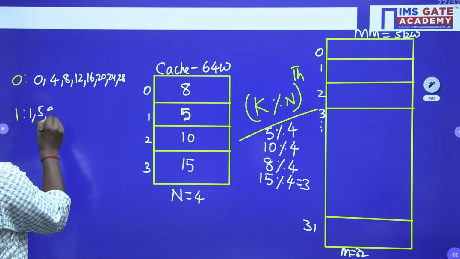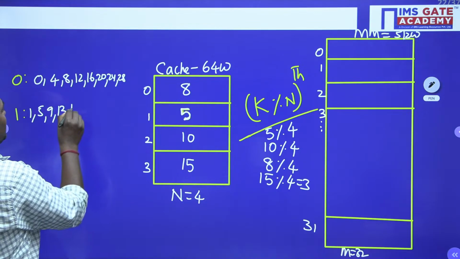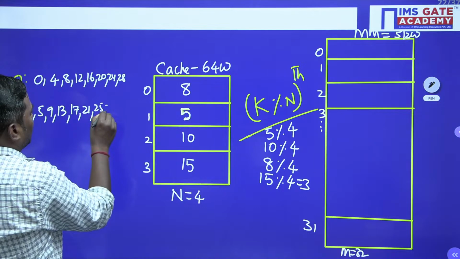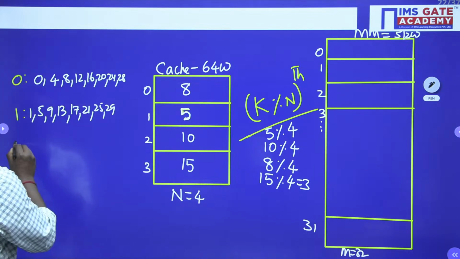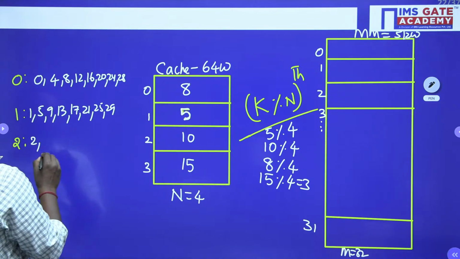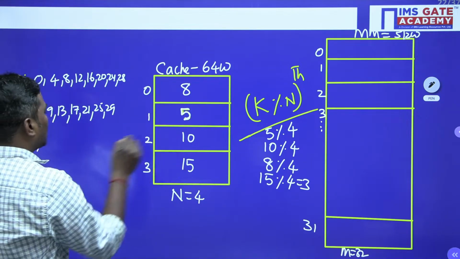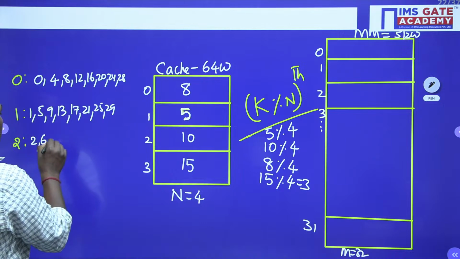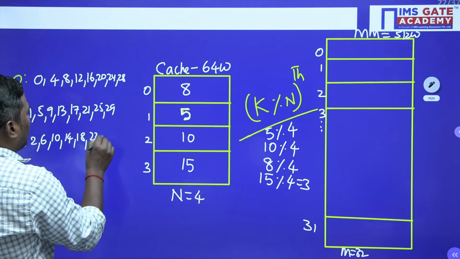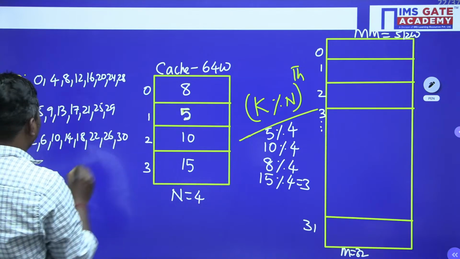this is 5, this is 9, this is 13, then 17, 21, 25 and 29, right? Similarly, for block number 2, it is what? 2 modulo 4 is 2 only. So 2, then 6, then 10, then 14, then 18, then 22, 26, 30.